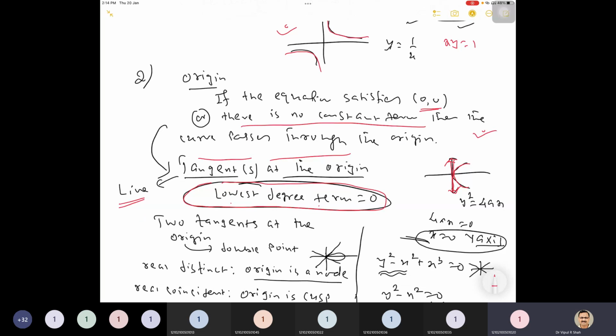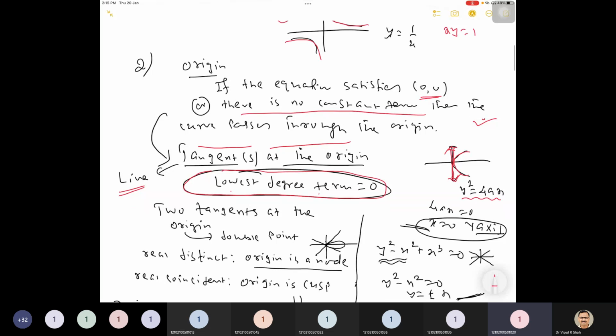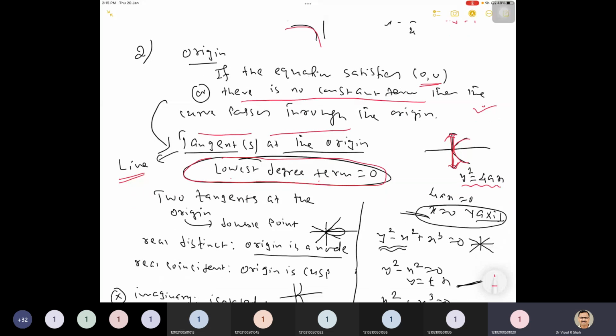See, let us try to understand. This is y square equal to 4ax. Now what is the lowest degree term? What is the lowest degree term in this equation? 4ax. Where is 1?